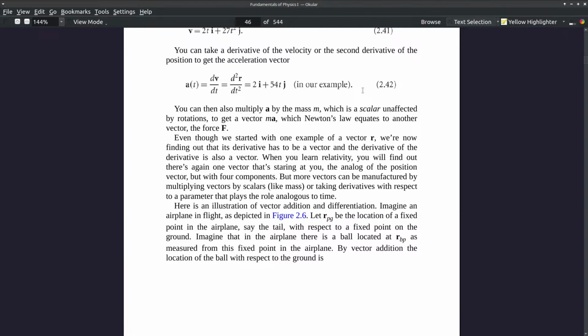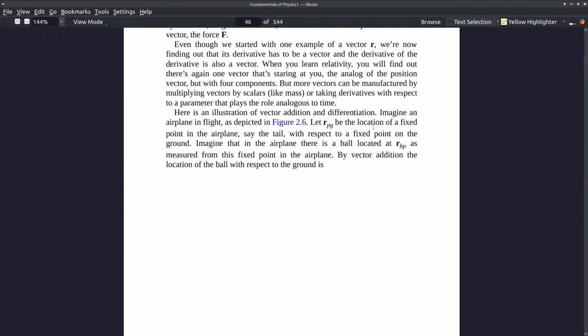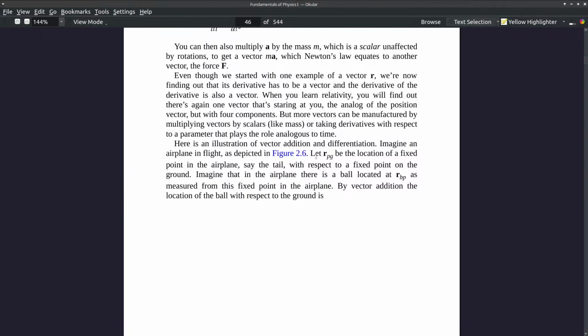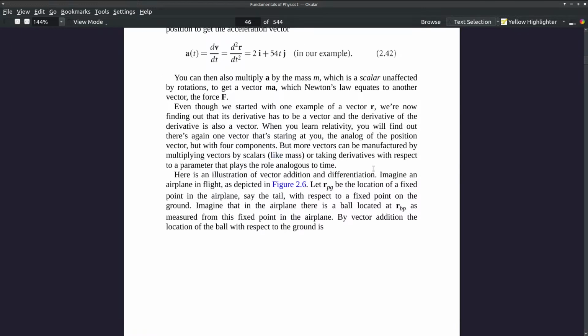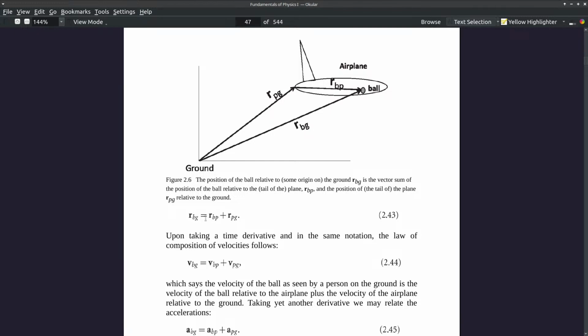Here is an illustration of vector addition and differentiation. Imagine an airplane in flight, as depicted in figure 2.6. Let RPG be the location of a fixed point in the airplane, say the tail, with respect to a fixed point on the ground. Imagine that in the airplane there is a ball located at RBP, measured from this fixed point in the airplane. By vector addition, the location of the ball with respect to the ground is RBG, which is going to equal RBP plus RPG.